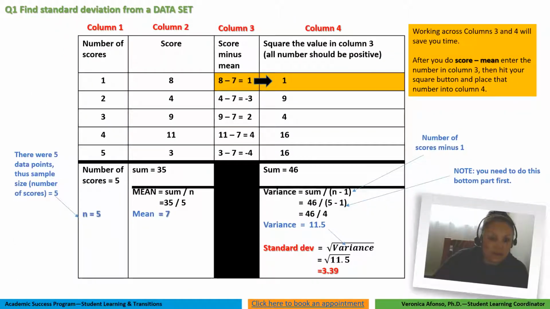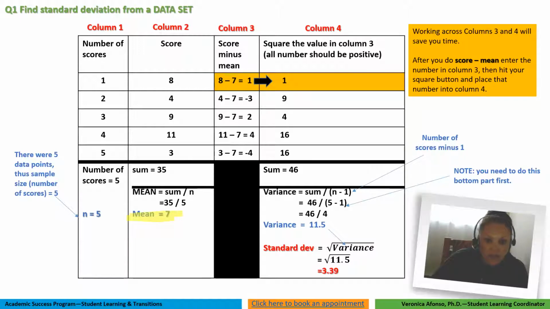So 1, 2, 3, 4, 5, 5 scores, n is 5. Here are my scores, 8, 4, 9, 11, and 3. First thing I do is I add them up. So my sum is 35 when I add these up. Then I generate a mean, which is the sum divided by the number of scores, divided by n. The number of scores is 1, 2, 3, 4, 5. There are 5 people. So 35 divided by 5, the mean is 7. So you can see that that's just finding an average. Fancy name for finding an average. 7 is the average of these scores.